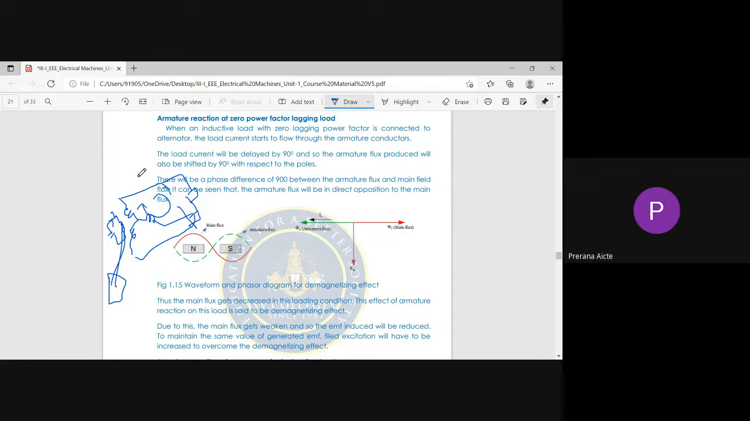Because of this, a flux is created. That is the main armature flux. Already in the field, because of the field winding, there is a main field flux. So here, see how the armature flux and main field flux interact.